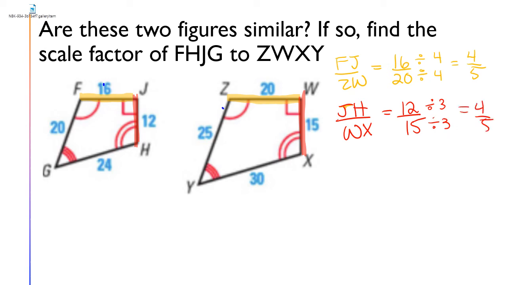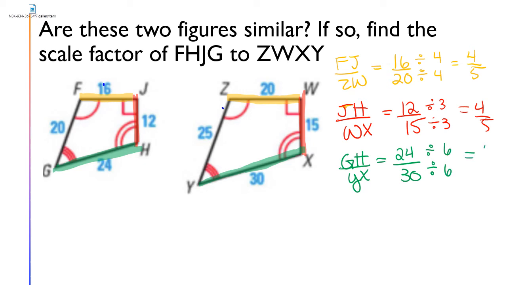So far so good. Let's look at our next pair of corresponding sides. Let's do YX and GH. I went small to big for the first two, so I have to continue going small to big. GH is from the small shape, YX is from the big shape. That ratio gives us 24 to 30. The greatest common factor between 24 and 30 is 6. So dividing both by 6 gives us 4/5 again. All right, so we're 3 for 4.